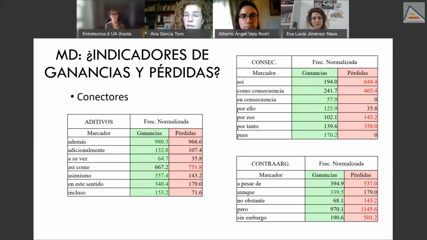En cuanto a los contraargumentativos, por su parte es todo lo contrario a los aditivos, también cabría esperarlo. En las empresas con pérdidas tenemos gran frecuencia de estos marcadores frente a las empresas con ganancias, exceptuando, como vemos aquí, "aunque", que es un contraargumentativo débil, por así decirlo, y que sí que es más frecuente en las empresas con ganancias. Esto quiere decir que a pesar de esos buenos resultados, los malos datos que puedan aportar estas empresas lo intentan subsanar con este marcador, que no es un contraargumentativo fuerte, es decir, no quieren debilitar los buenos argumentos y por eso utilizan "aunque".